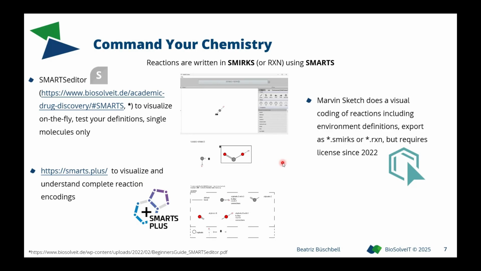If you want to have it even more visual, you can also use Marvin Sketch that also shows you the entire environment definitions visually. You can export out of Marvin Sketch these SMIRKS or RXN formats. That's another file format for reaction definitions, but it requires a license since 2022. So these two on the left are free. This on the right isn't.